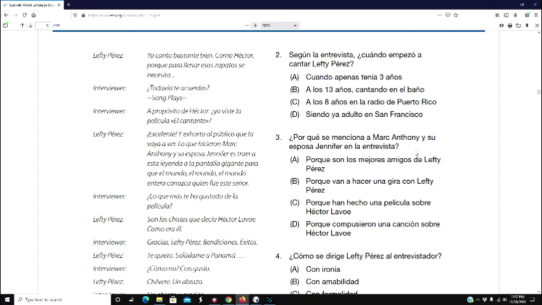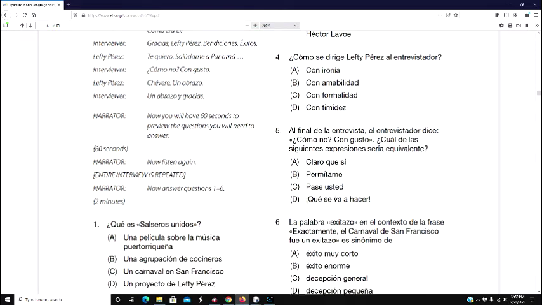Okay, so you have to be able to understand this. And at the bottom of it, this is the hard part.